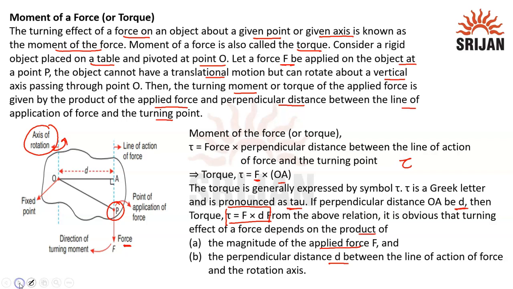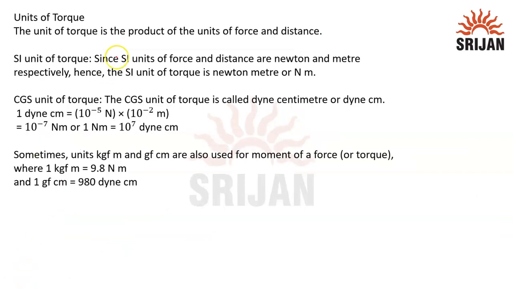Now let us talk about the units. Units of torque. The unit of torque is the product of units of force and distance. In SI units we know that the unit of force is Newton and the SI unit of distance is meter. So the SI unit of torque will be Newton meter.